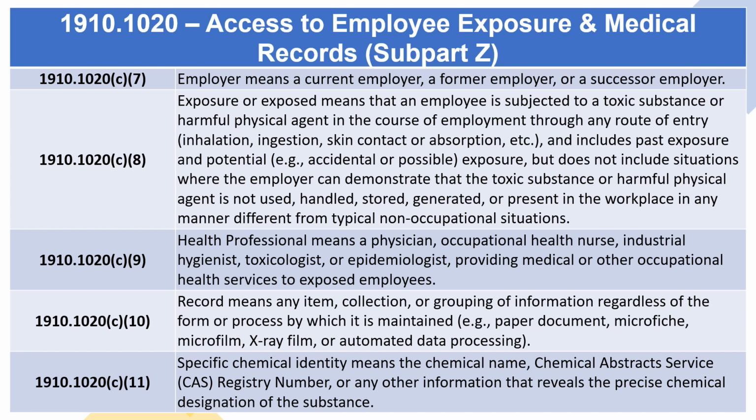1910.1020(c)(9) Health professional means a physician, occupational health nurse, industrial hygienist, toxicologist, or epidemiologist, providing medical or other occupational health services to exposed employees. 1910.1020(c)(10) Record means any item, collection, or grouping of information regardless of the form or process by which it is maintained, e.g., paper document, microfiche, microfilm, X-ray film, or automated data processing. 1910.1020(c)(11) Specific chemical identity means the chemical name, Chemical Abstracts Service (CAS) registry number, or any other information that reveals the precise chemical designation of the substance.